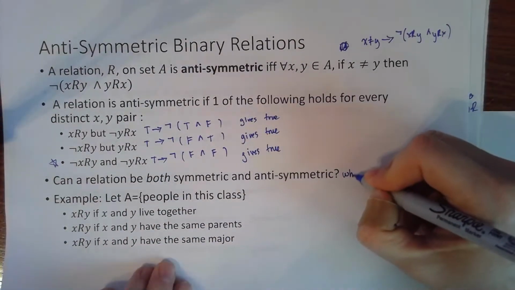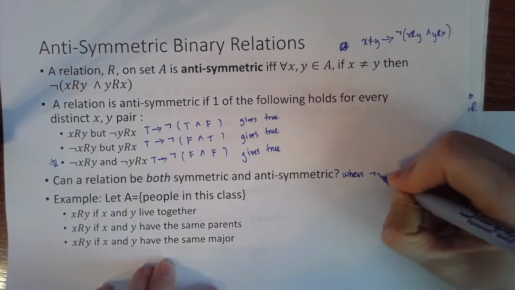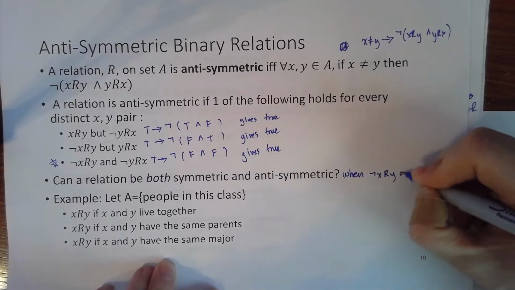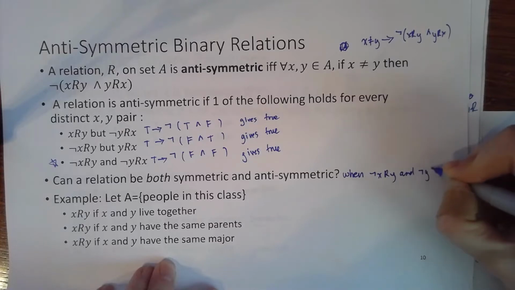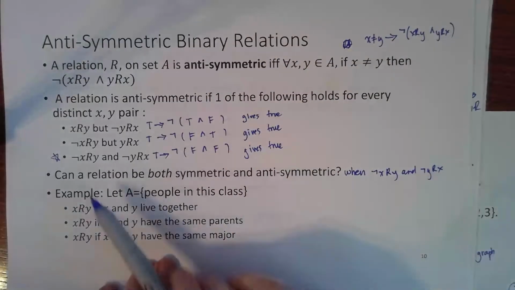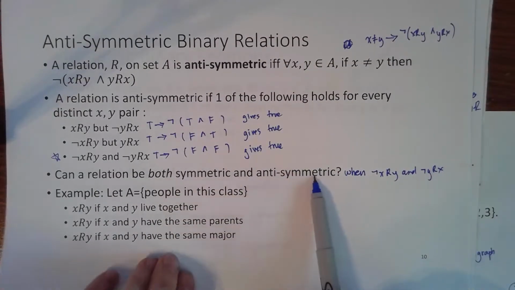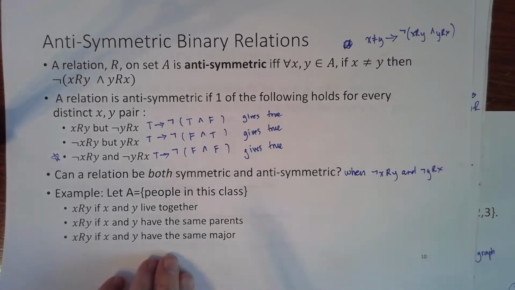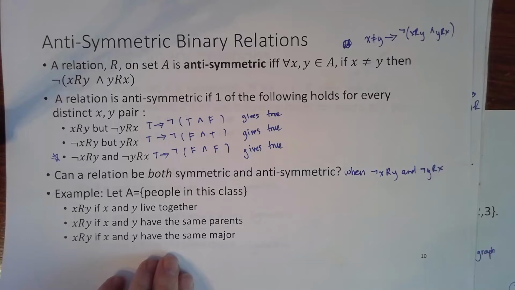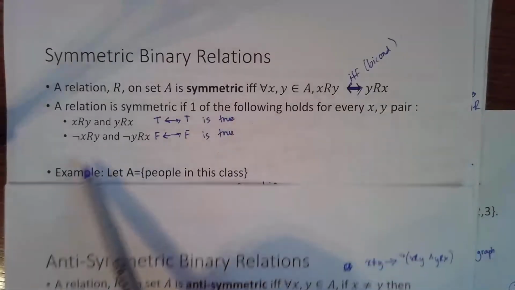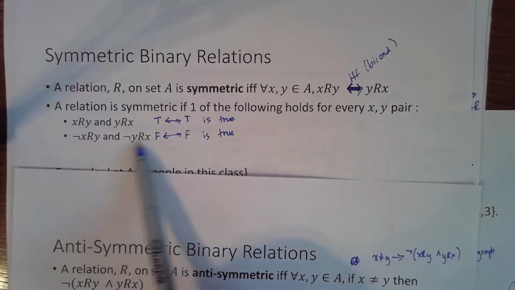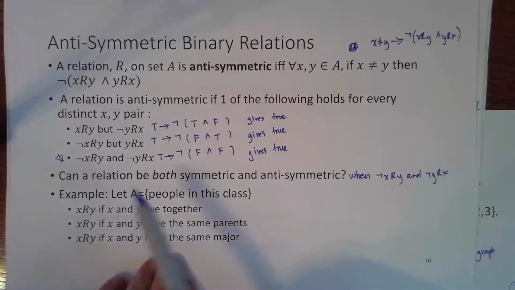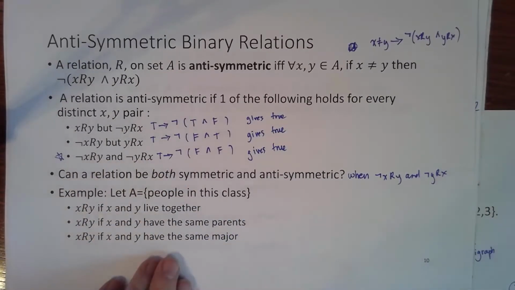So it will be both symmetric and anti-symmetric when we have these where neither pair ever exists. It'll make symmetric true for this one, and it'll make anti-symmetric true right here.